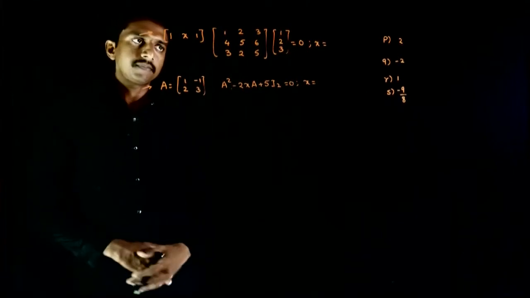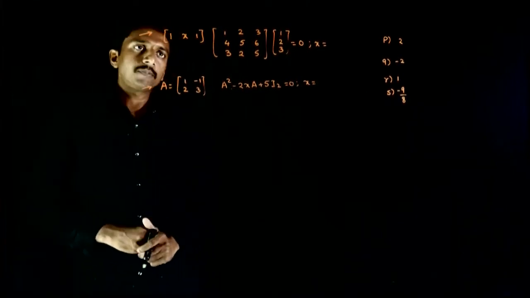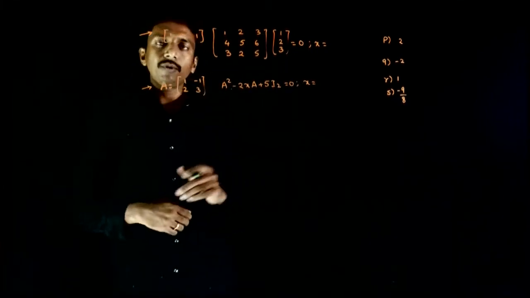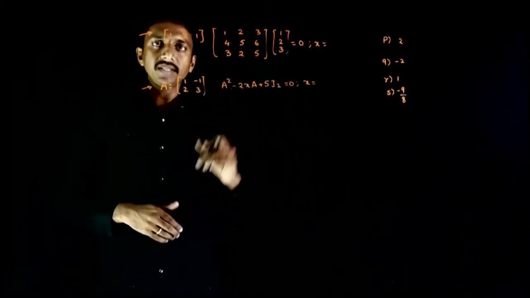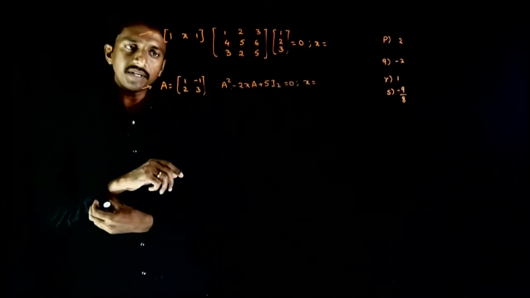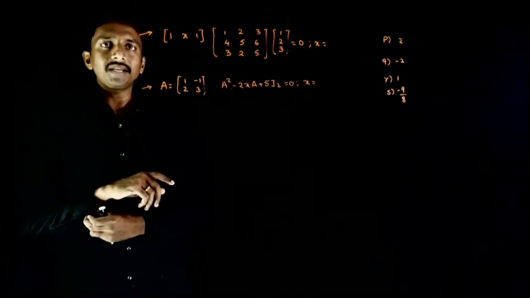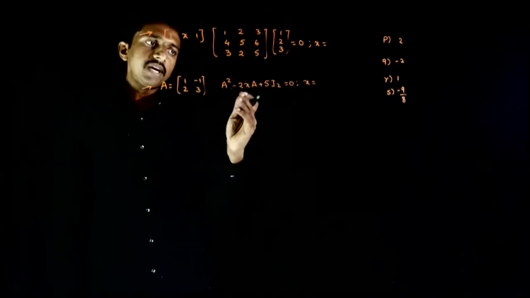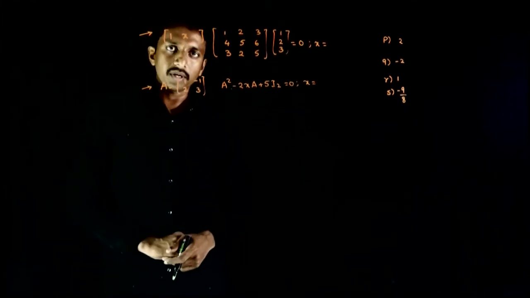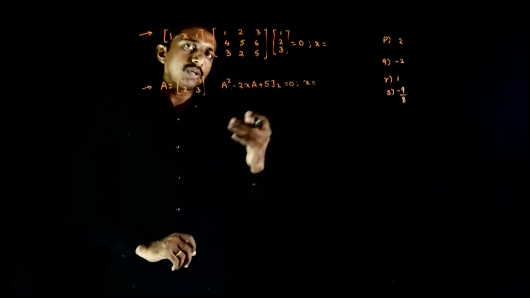So welcome students. In this question, the first part is given: [1 2 3] into [1 2 3; 4 5 6; 3 2 5] into [1 2 3] transpose is equal to 0, so x is equal to how much? And the second bit: A is equal to [1 -1; 2 3], A square minus 2xA plus 5I2 is equal to 0, then x is equal to what? Okay, so let us do this one by one.